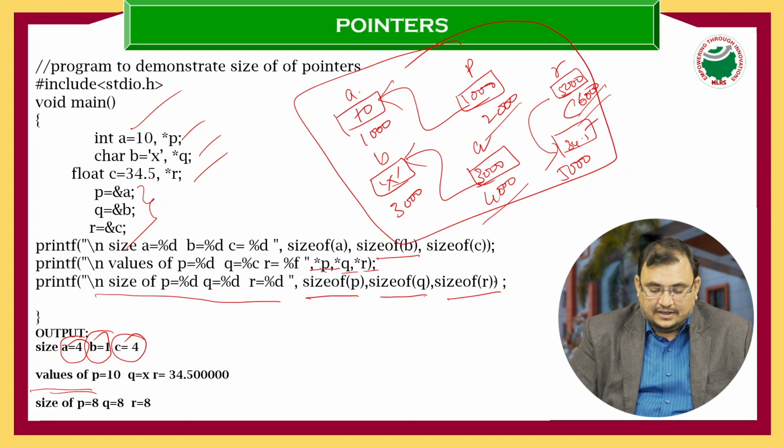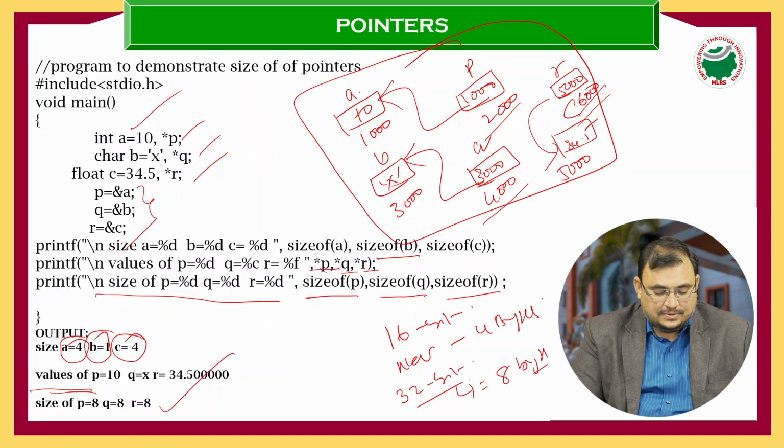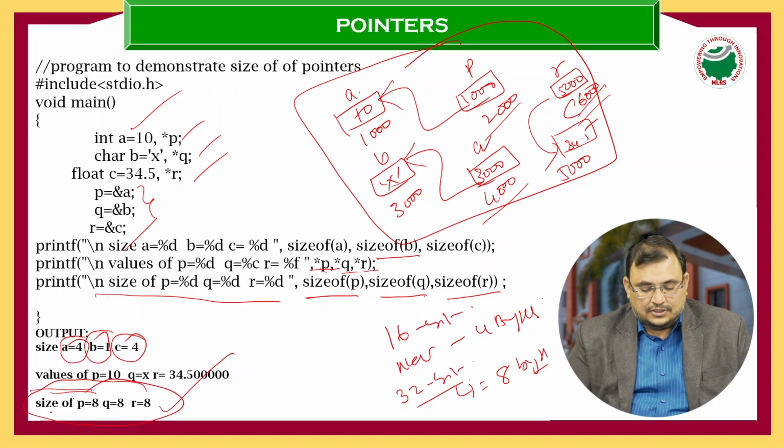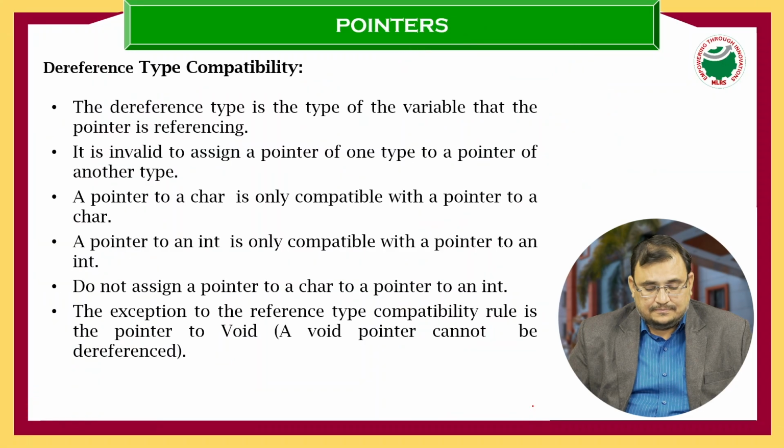So if you are using a 16-bit machine, the near pointer occupies 4 bytes. If you are using a 32-bit machine, a near pointer occupies 8 bytes. Hope you understand. This is the result on a 32-bit machine. For a far pointer, on a 16-bit machine it occupies 8 bytes, and on a 32-bit machine it occupies 16 bytes. Hope you understand.